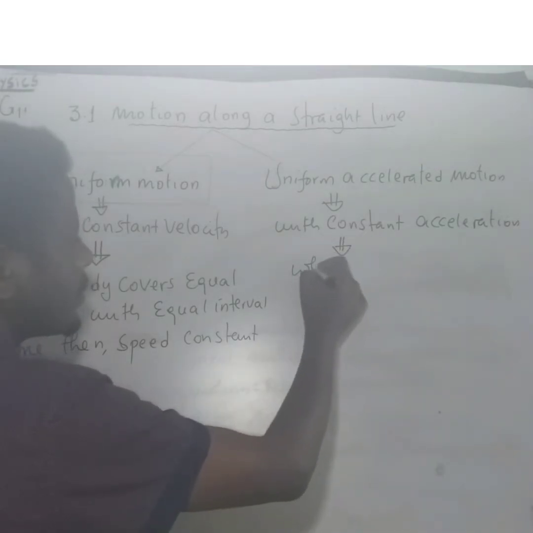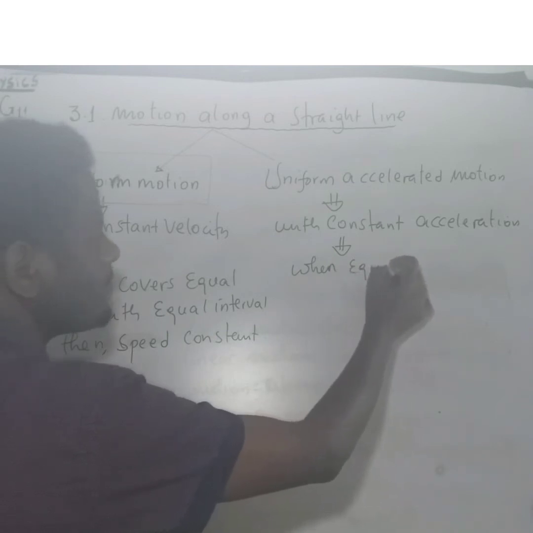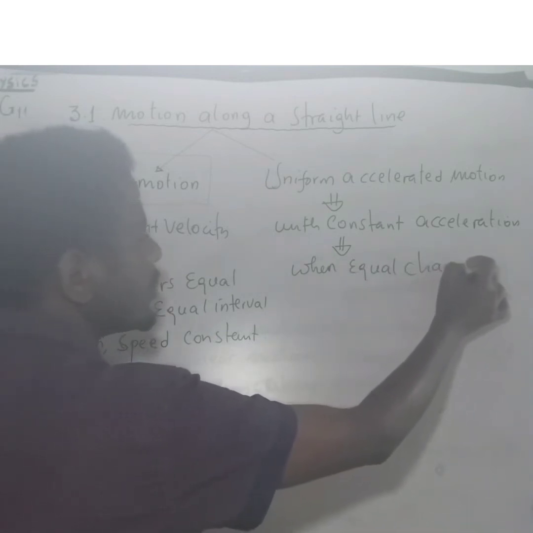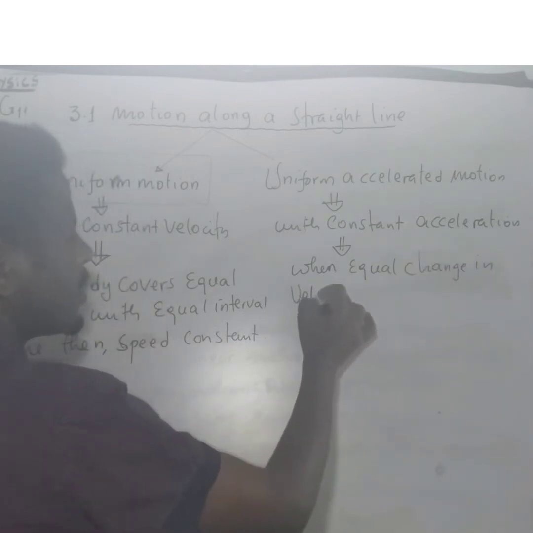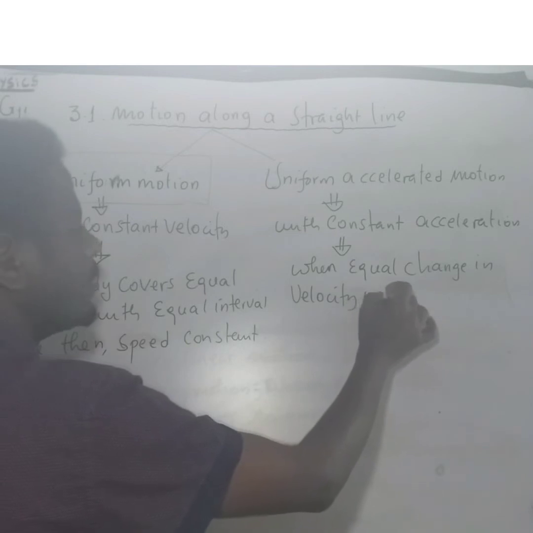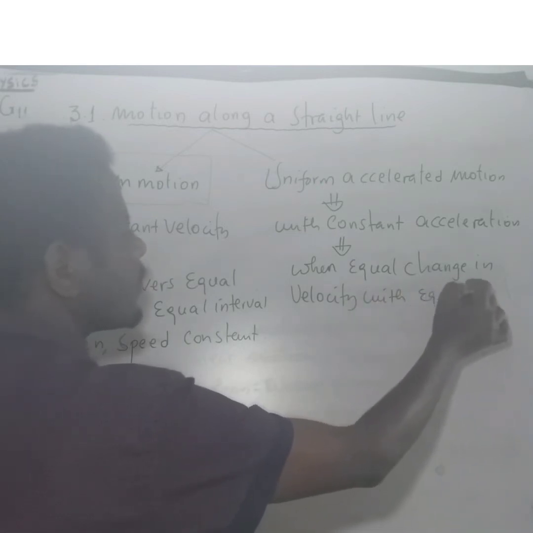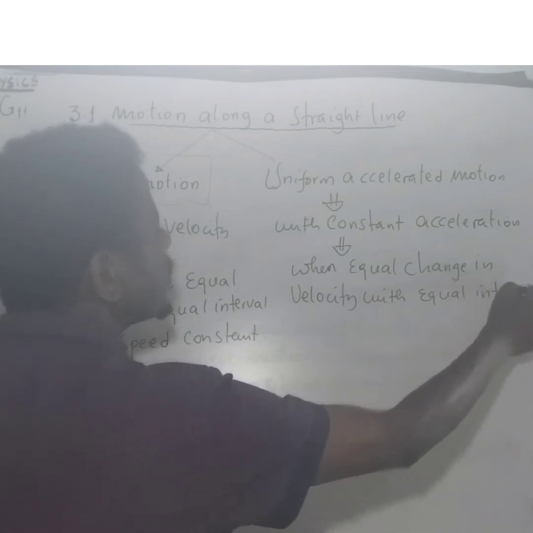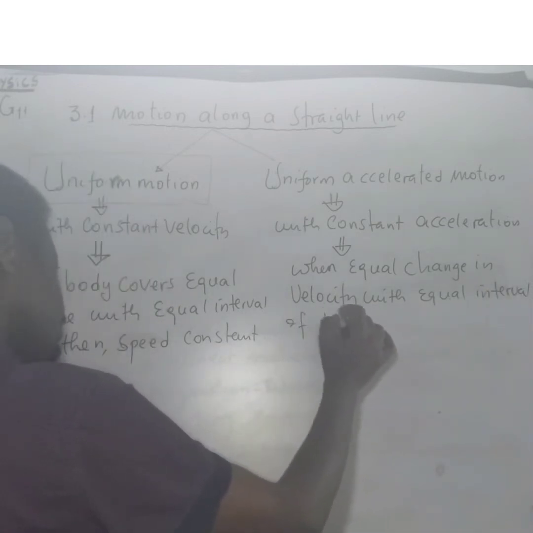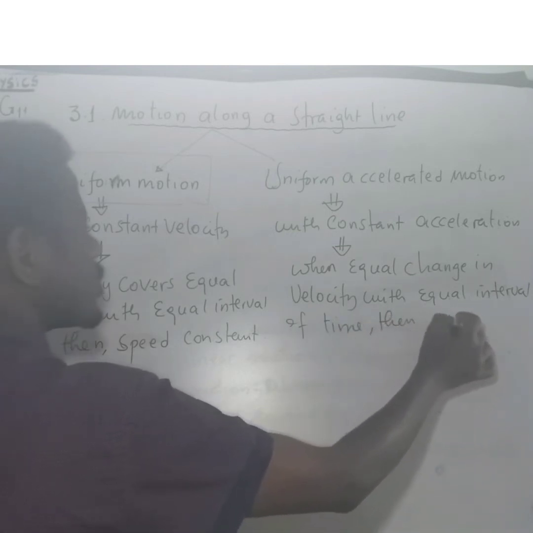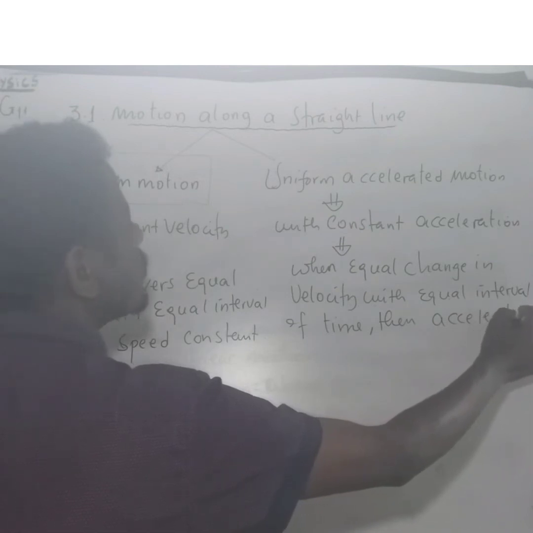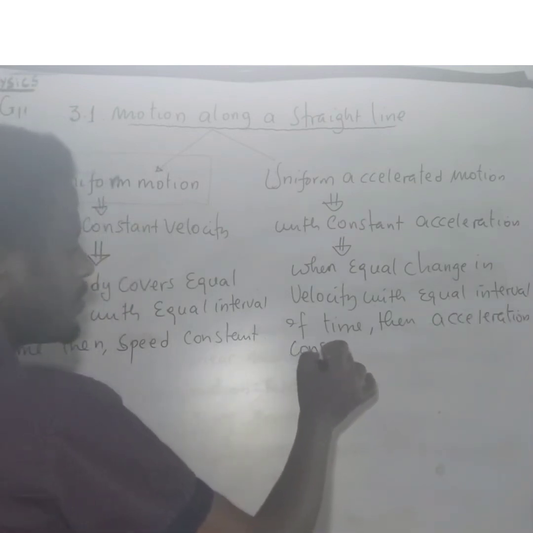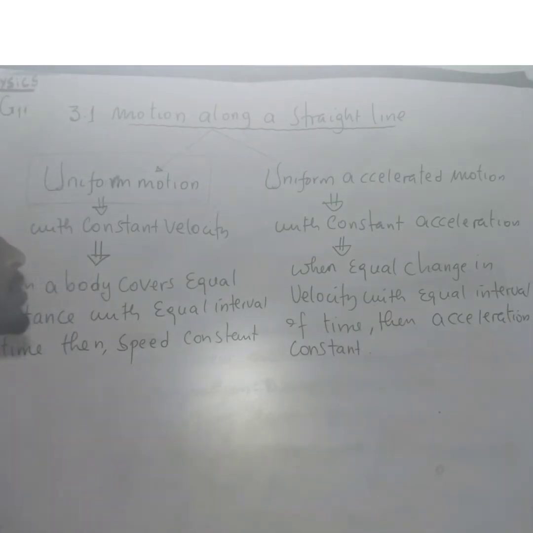And the second classification of motion along a straight line is uniformly accelerated motion, and this is when there is equal change in velocity in equal intervals of time, then the acceleration is constant or steady. Such motion is uniformly accelerated motion. Now let's start from uniform motion.